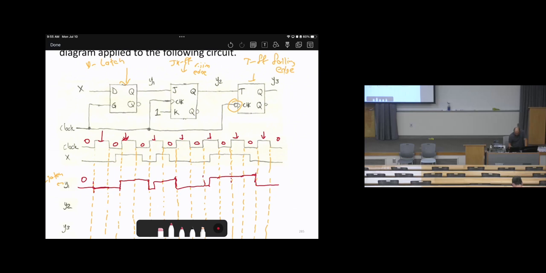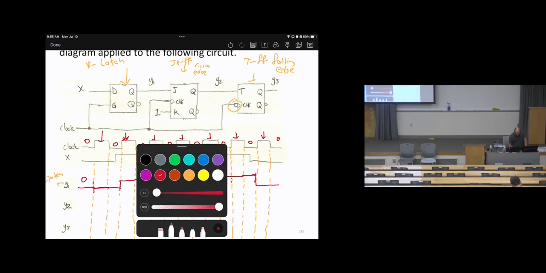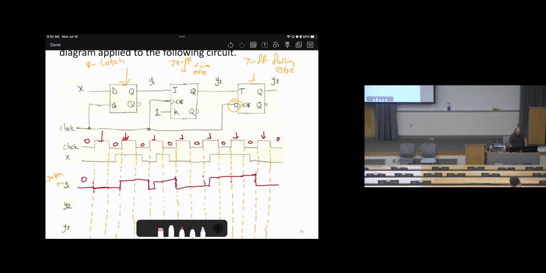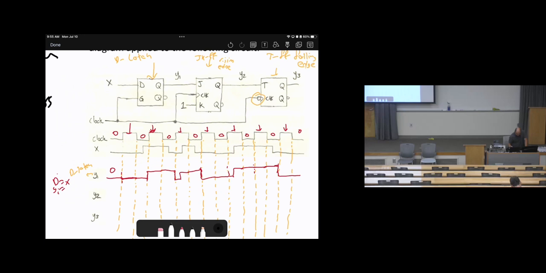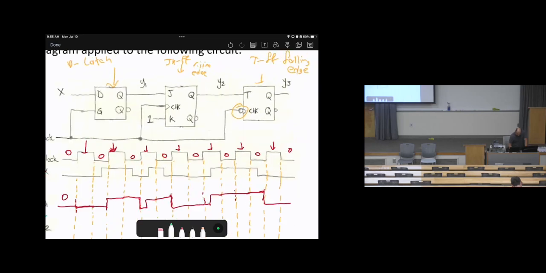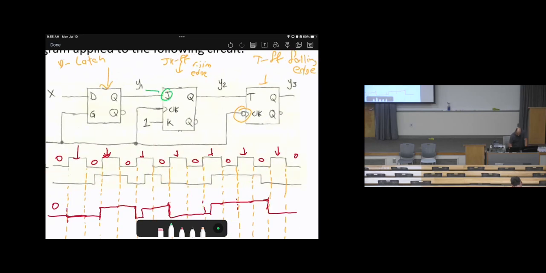Now the second one, JK flip-flop. In JK flip-flop, you need to make some observations at the JK. Let me write it in green color. Here's JK. In JK flip-flop, J is related to Y1. It's not related to X, so you will no longer look at X, the first observation. The second observation, K is 1.